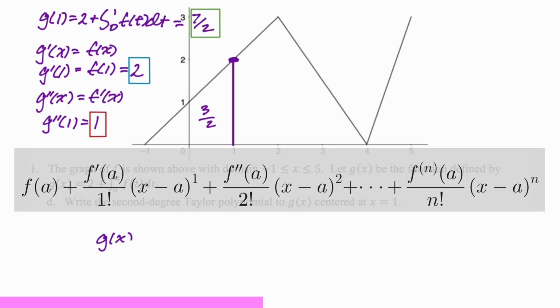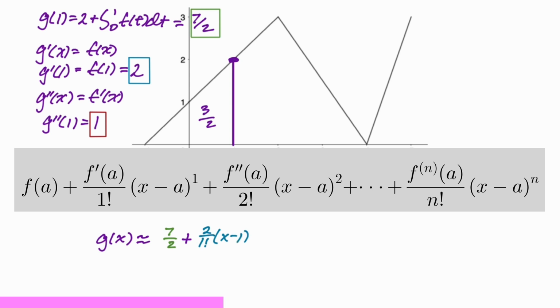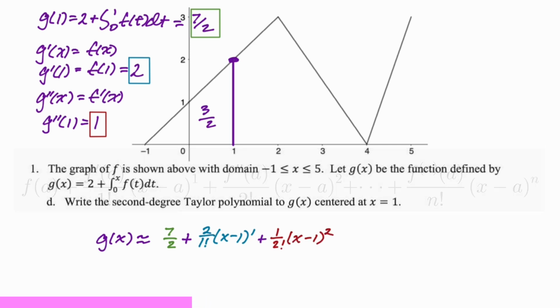Now we can write our polynomial, so we'll say that G is approximately the value at 1, so 7 halves, plus the first derivative, which is 2 over 1 factorial, x minus 1 to the first, plus the second derivative, which is 1 over 2 factorial, x minus 1 to the second. And that's the end of it, basically.